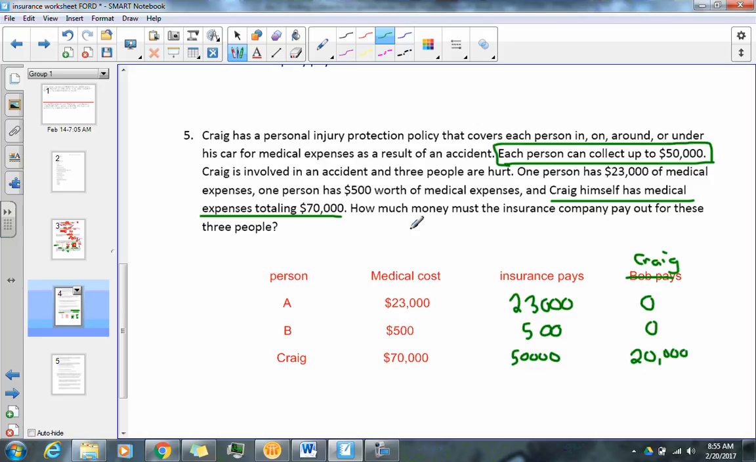So after it's all said and done, how much money will the insurance company have to pay for these 3 people? Well, like I said, insurance pays all of this, so all you have to do is just add them up, and it ends up being, I believe, $73,500. There you go.